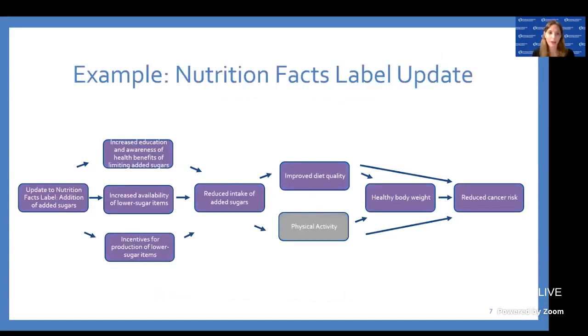So this is an example of how updates to the nutrition facts label, which is a policy change that AICR has advocated for, ultimately impact cancer risk through improved diet and body weight. A specific update to the nutrition facts label was the addition of added sugars content. At a high level, this addition helped to increase consumer awareness about the need to limit added sugars and about the health impact of intake of added sugars. It also led to increased availability of lower sugar items, as well as incentives for production of lower sugar items. All of these taken together led to reduced intake of added sugars, or hopefully at least that's the goal we're moving towards, which would then lead to improved diet quality, a healthy body weight, and lower cancer risk.